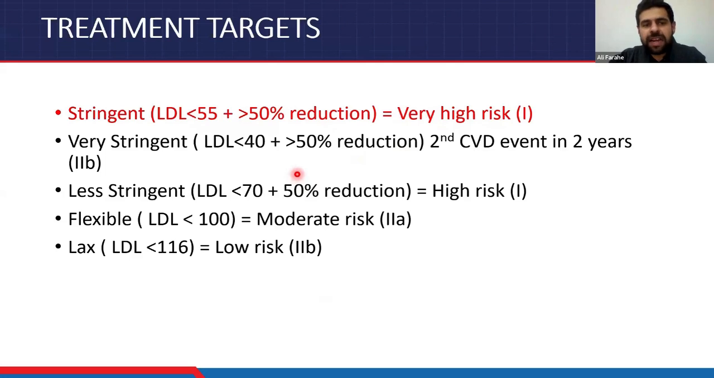Then another category was added, but this was class 2B. These were for patients who had a second event within 2 years. For them, a 50% reduction was coupled with a target LDL level of less than 40. So this was some change in the guideline. A new criterion of LDL of 55 was set for most of the patients, and 40 for very high risk patients who have had recurrent events.